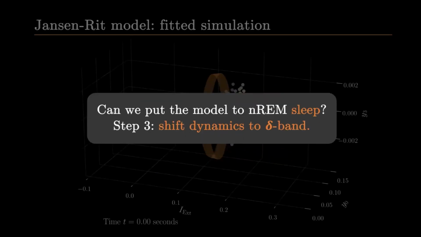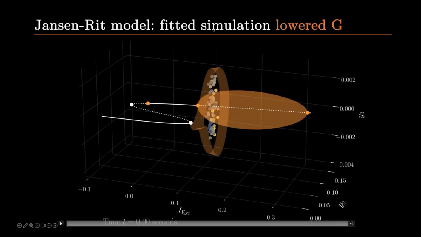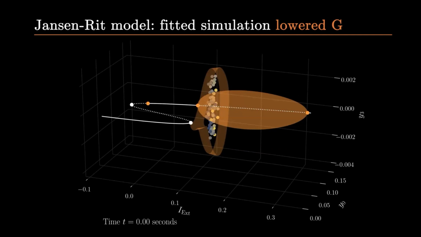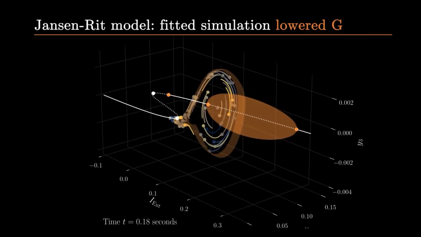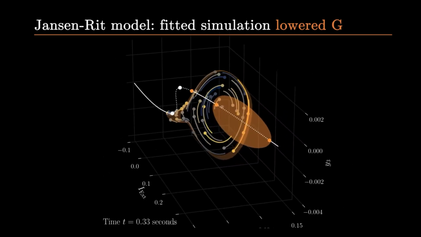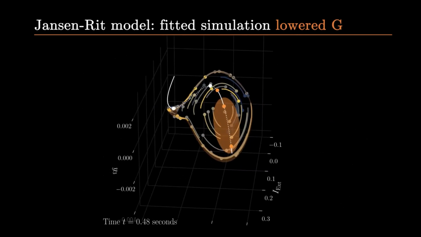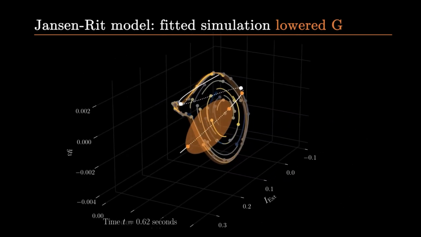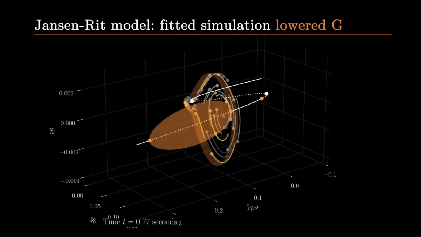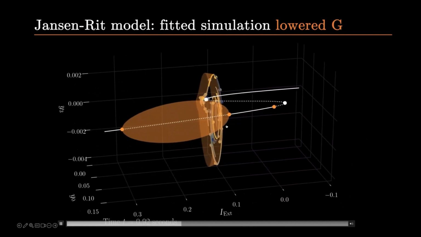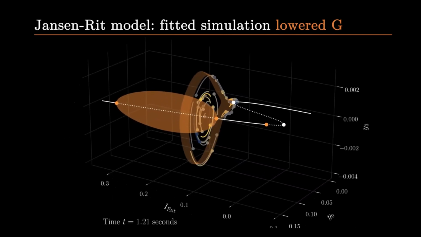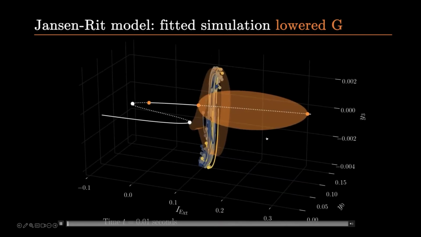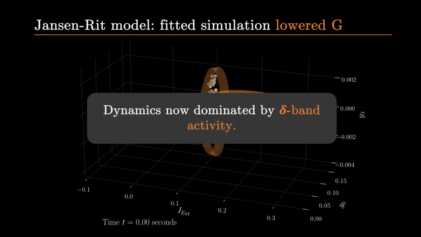And this is exactly what we do. We shift the dynamics to the delta band by lowering the global coupling value. So this is now the fitted simulation, but with a lower global coupling value. And we see that it actually works if we choose the global coupling value correspondingly. Most of the nodes of the brain network simulation end up on the delta limit cycle. Some of them are still on the alpha cycle, but the majority is on the delta limit cycle. So when we lower G, the dynamics is dominated by delta band activity.